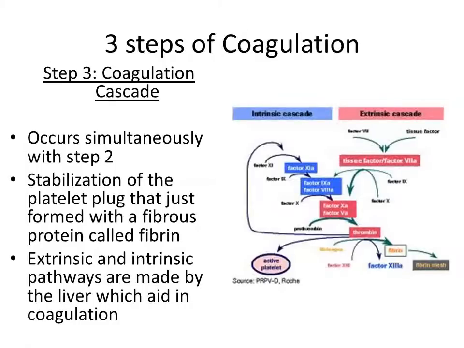Okay, so the second step we talked about was the formation of the platelet plug. Now we're going to talk about the coagulation cascade. The platelet plug ends up being stabilized by a fibrous protein called fibrin. This fibrin is activated through either the extrinsic or intrinsic pathways. As you look here on the right on the slide, you can see there are several steps that take place in order for this fibrin mesh to be made to help stabilize the platelet plug that is now forming.